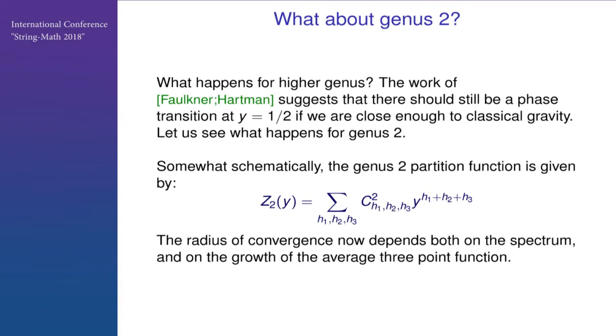So let me write down very schematically what the genus 2 partition function looks like. The important point here is that now it does not just depend on the spectrum, but it also depends on the 3-point function, or precisely the square of the 3-point function. This is the partition function on some genus 2 Riemann surface, and what we did is a pair of pants decomposition. This is where the square of the 3-point functions comes from. And now the question is, what's the radius of convergence of this thing in the large n limit? In order to compute that, we need to be able to compute 3-point functions.